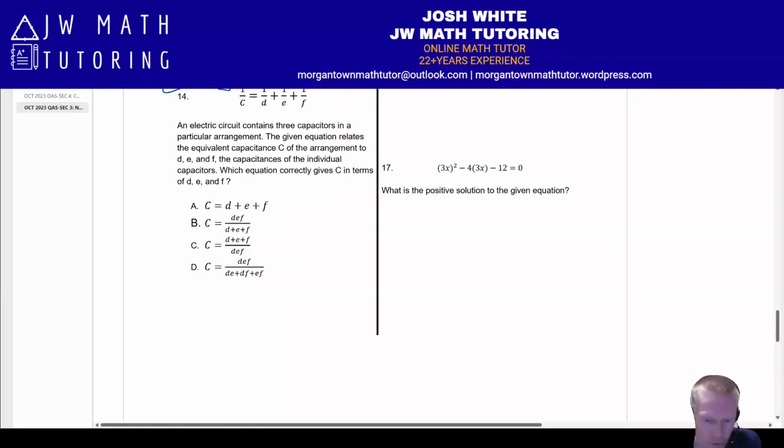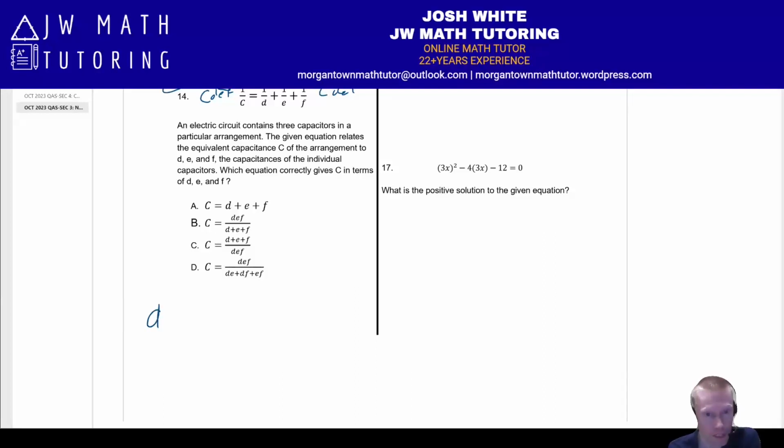All right, for question number 14, this one there's two ways you could solve it. The first way is to go ahead and basically multiply on both sides by the common denominator. So what I would do is I would say I'm going to multiply by C, D, E, F on both sides. C, D, E, F. Okay, all those variables put together.